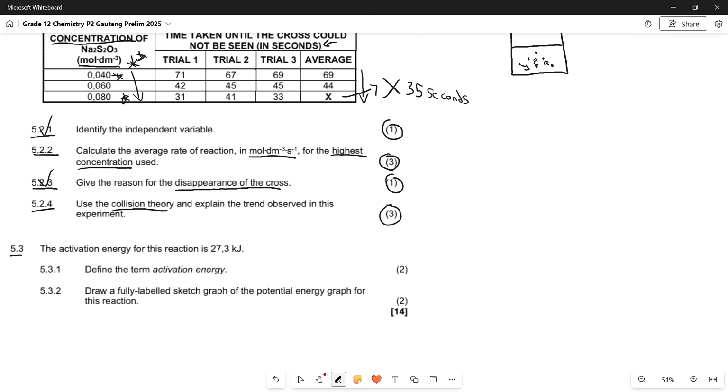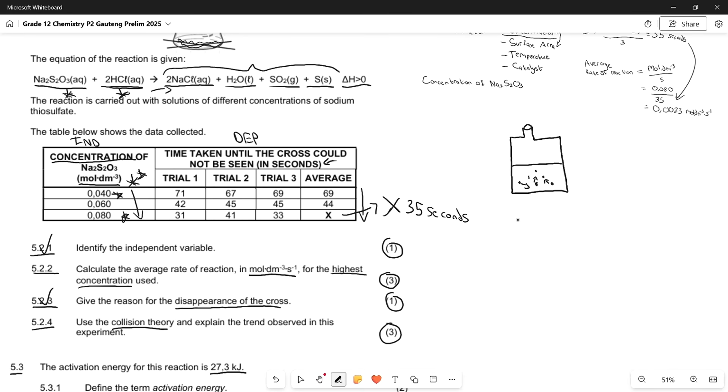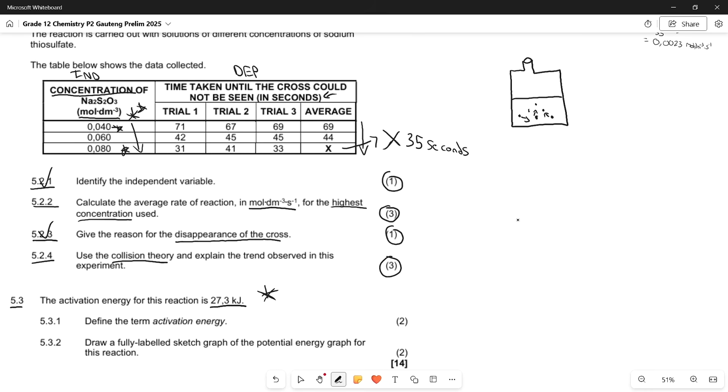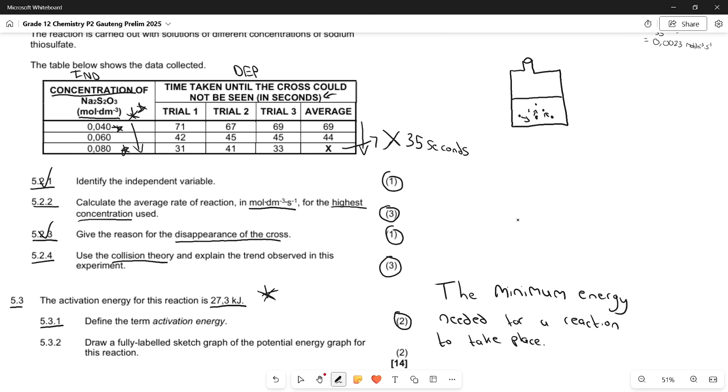And then 5.3, the last question over here, says the activation energy for this reaction is 27,3 kilojoules. Like we had here, delta H is greater than 0, so we're dealing with some sort of positive endothermic reaction. And now they've given us the actual value for the activation energy of it. 5.3.1 says define the term activation energy, and this is also from our definition sheet, and it is the minimum energy needed for a reaction to take place. This is an all or nothing question again, like all definitions. So we just earn 2 marks over here with all of these keywords.